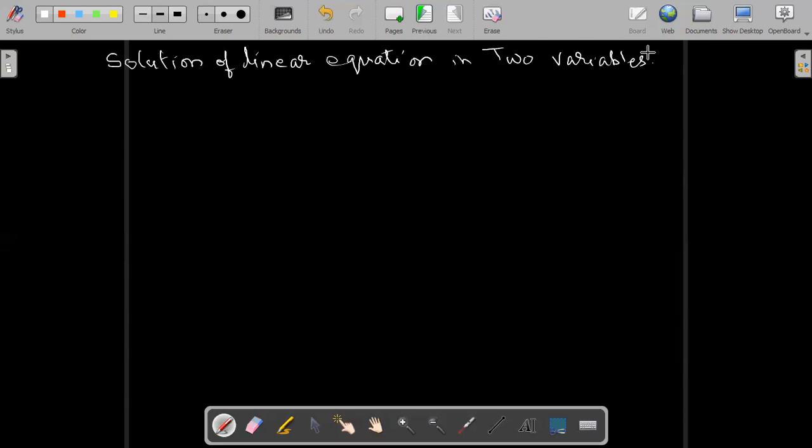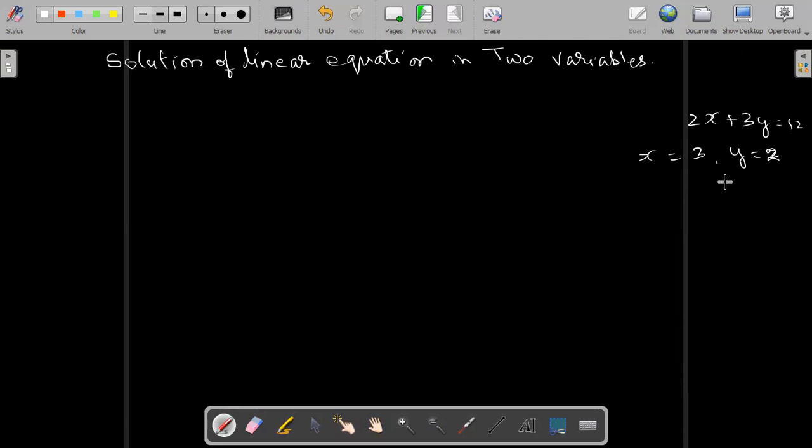Solution means, I will explain you first what is solution. For example, let's say I will write here also example later on. 2x plus 3y is equal to 12. Suppose this is an equation. Now, if you put x is equal to 3 and y is equal to 2. The question you must be thinking about is why you have taken 2 and 3. That I will tell you later on.